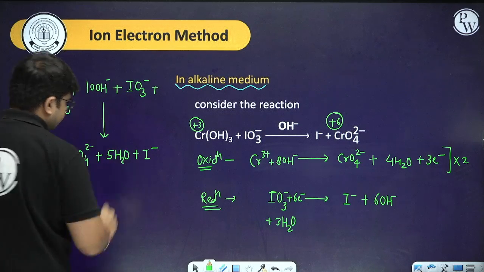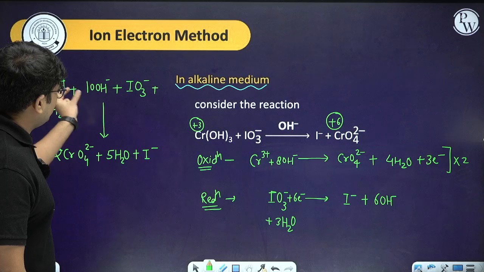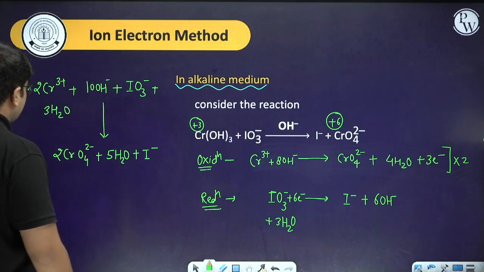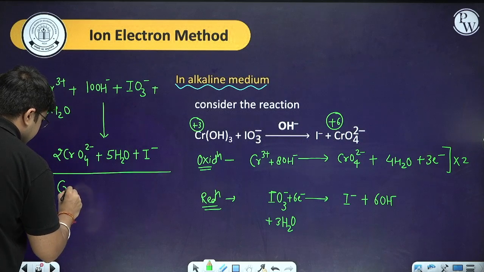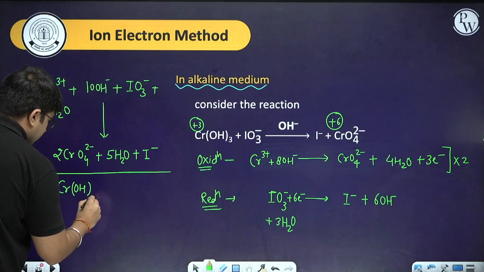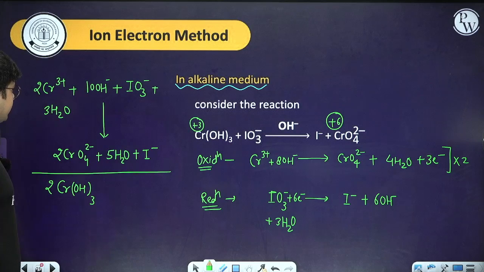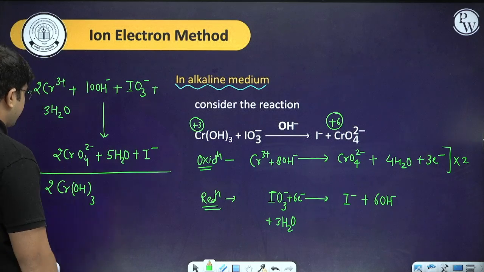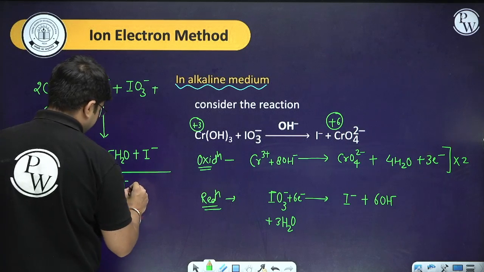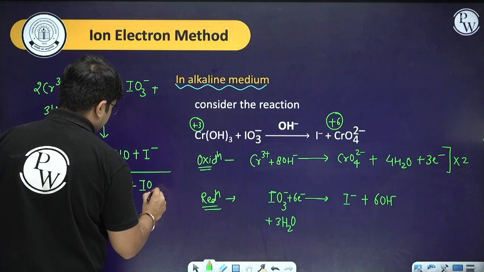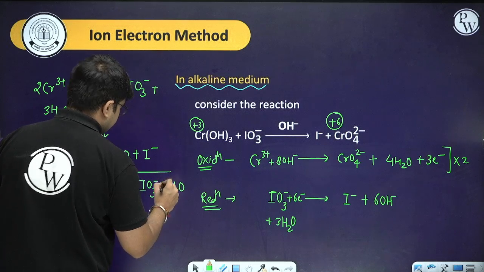Now it's time to combine the entire reaction. We have 2 Cr 3 positive and 10 OH negative. So the final equation looks like 2 Cr(OH)3, because we started with Cr(OH)3. I have included 6 OH negative, so that should be only 4 OH negative, plus IO3 negative plus H2O, which are 3 in this particular case.